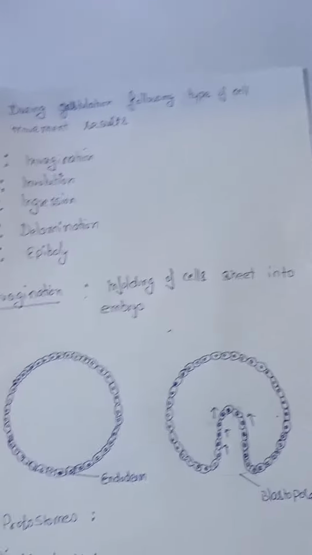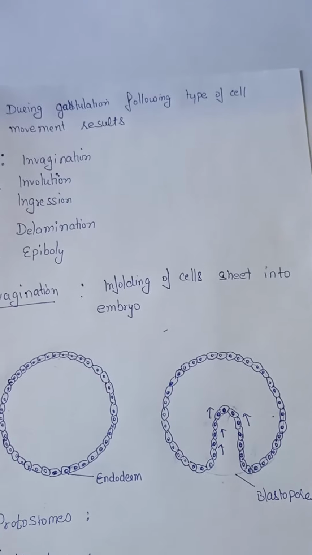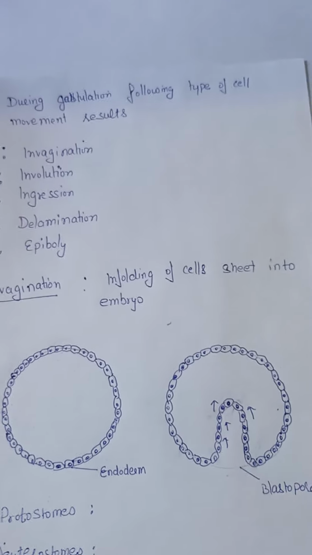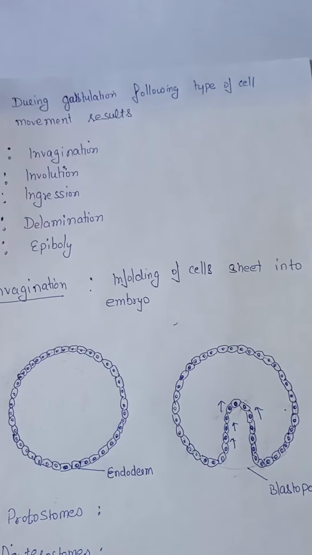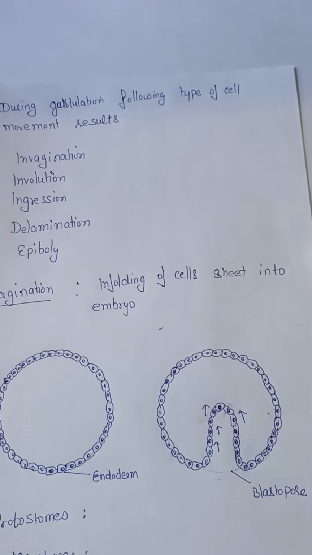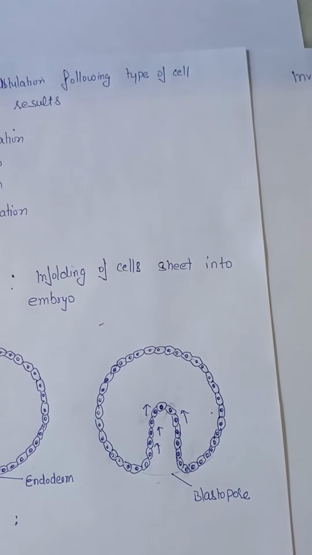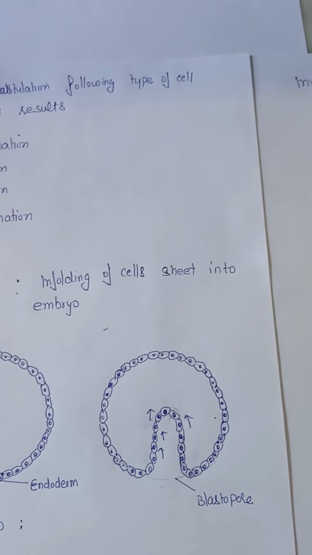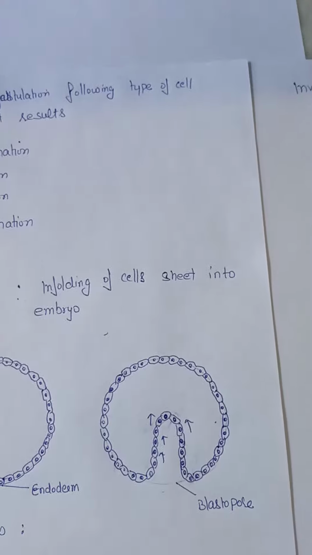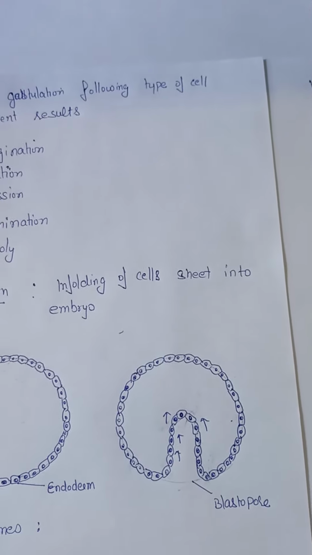Here you can see in the second diagram the endodermal cells just undergo enfolding that results in formation of a tube-like structure, which ultimately results in formation of the digestive tract. Here you can see that with enfolding a blastopore is created. This blastopore can result in formation of mouth or anus.